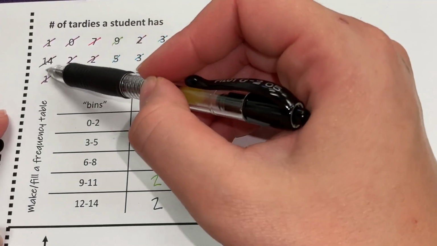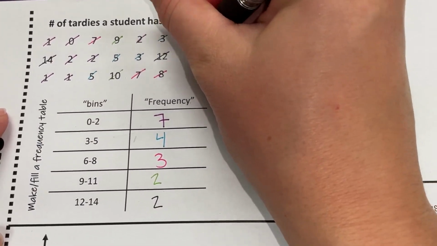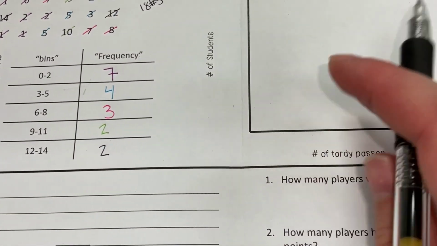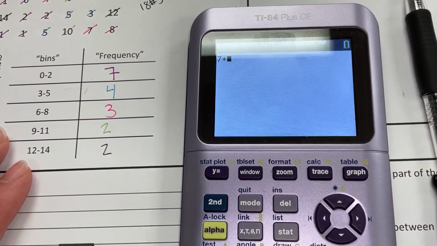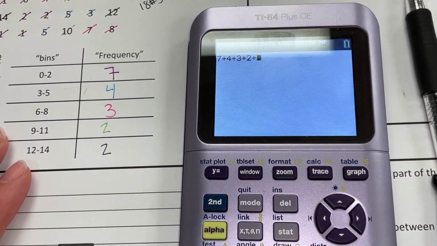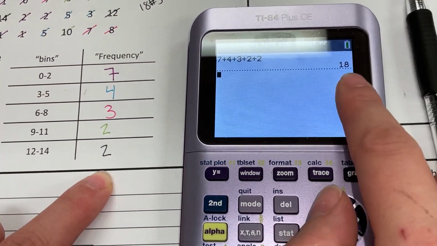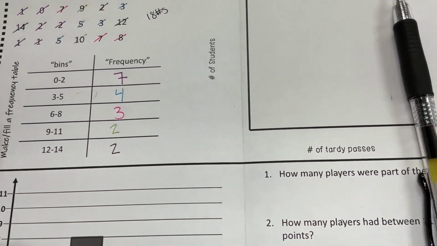And I'm going to check. So there's 1, 2, 3, 1, 2, 3, 4, 5, 6. So there's 18 numbers in total, so this should add up to 18. Let me see: 7 plus 4 plus 3 plus 2 plus 2 is 18. So 18 numbers, and this adds up to 18. That means we have all of our numbers. We didn't make any silly mistakes.